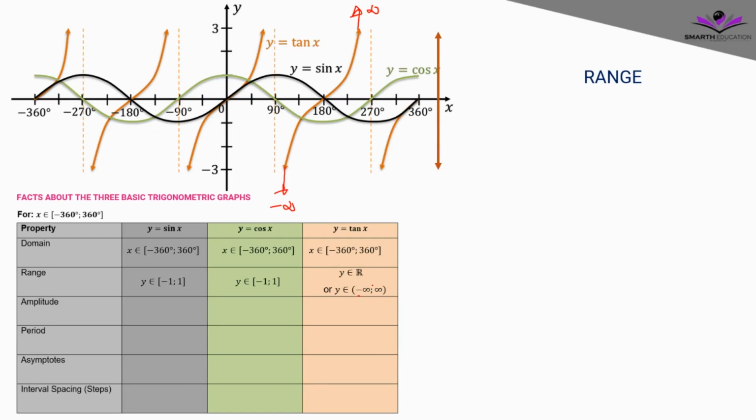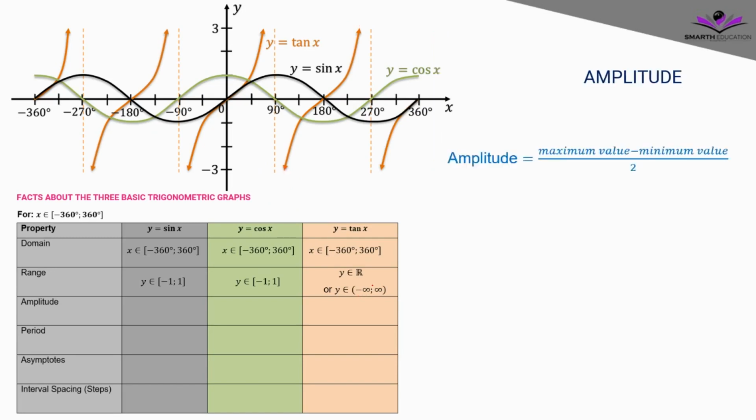And then the amplitude. Like I said, you have to use the formula. Like for y is equal to sin x, we look at the black graph. So the maximum is 1, and then the minimum is negative 1. So you say amplitude is equal to 1 minus negative 1 divided by 2. And then you get what? You get 1, because 1 minus negative 1 is 2. 2 divided by 2 is 1.